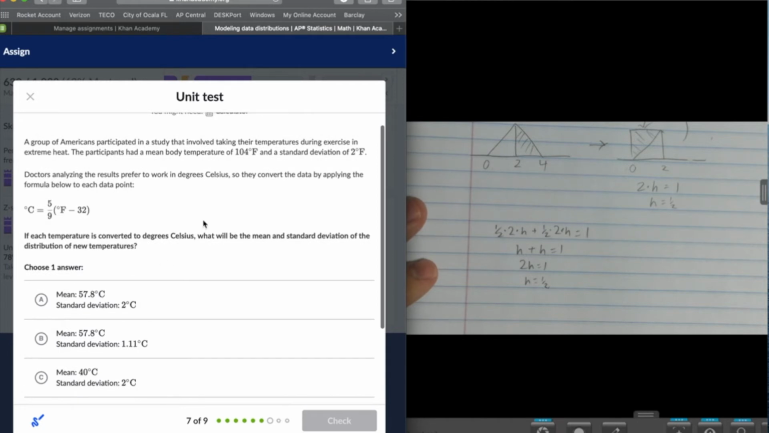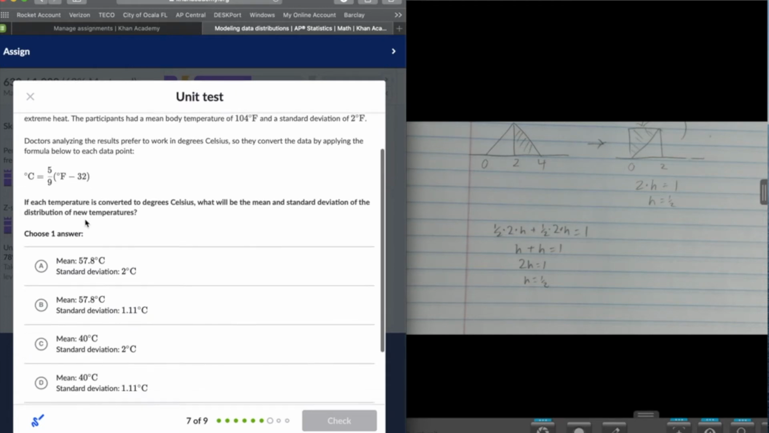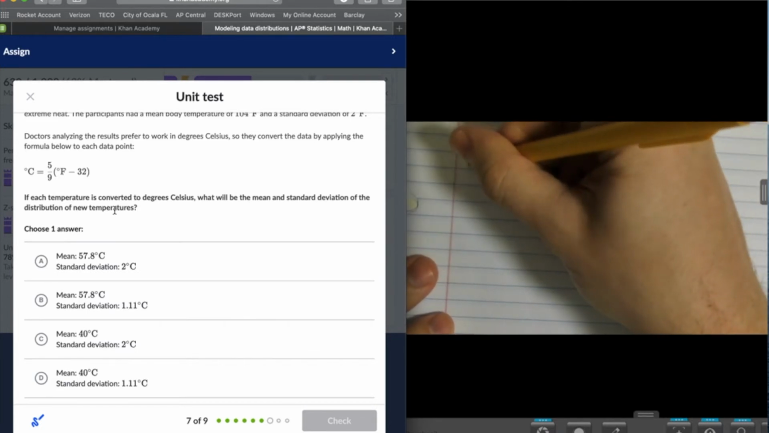Up next, we have a conversion question. And so this says that participants have a mean body temperature of 104 and standard deviation of 2, and this is in Fahrenheit. And now they want to analyze the work in Celsius, so they convert the data by following this formula. The idea behind this formula and the idea behind this question is, if you notice, one of these values is multiplying Fahrenheit. It's also multiplying -32, but then this -32 is only subtracting Fahrenheit. So some things are multiplying, some things are just subtracting, and the question is, how are the mean and standard deviation affected?